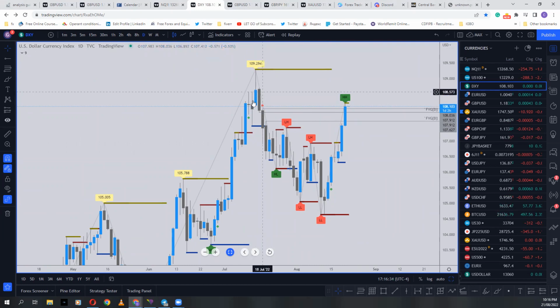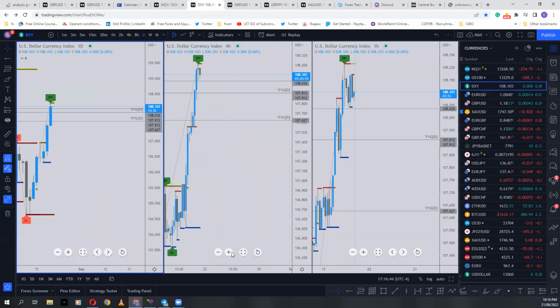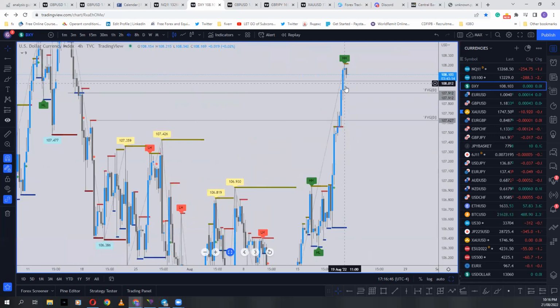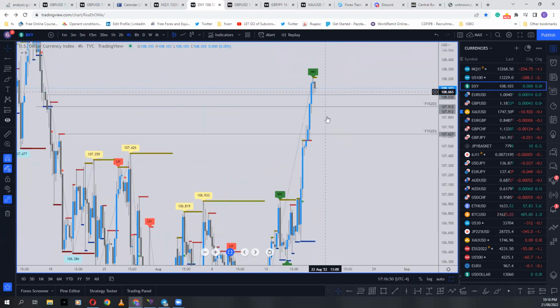We have this unmitigated bearish order block on the daily time frame. So you might get a little bit of a pullback, maybe Monday, Tuesday, before this continues to the upside. So we need to be aware of that.